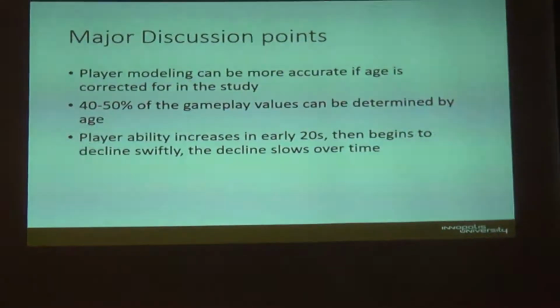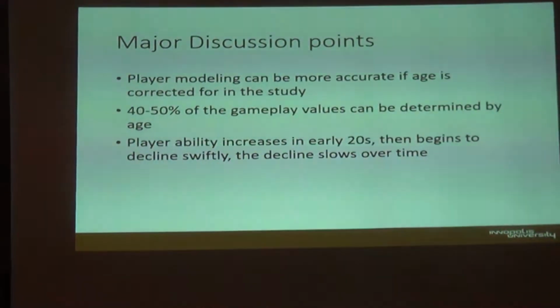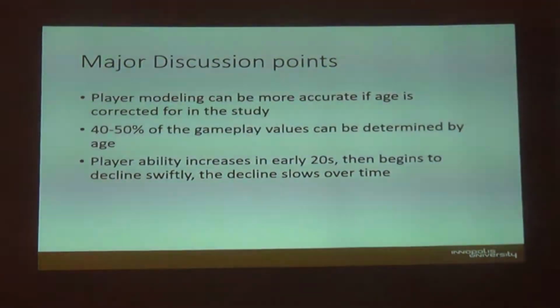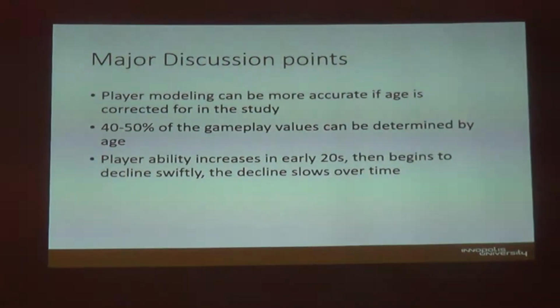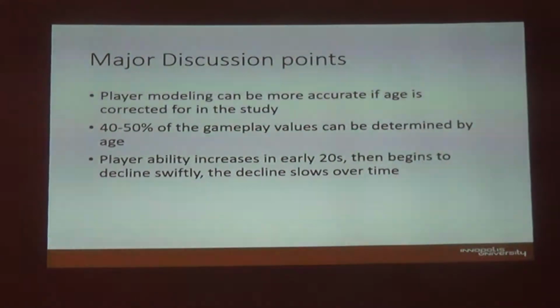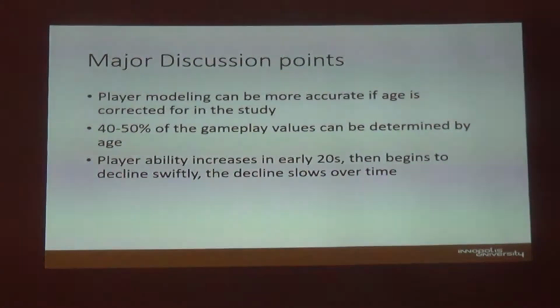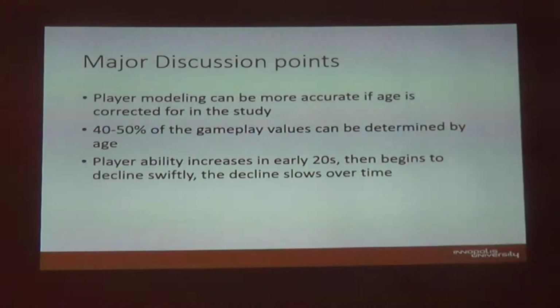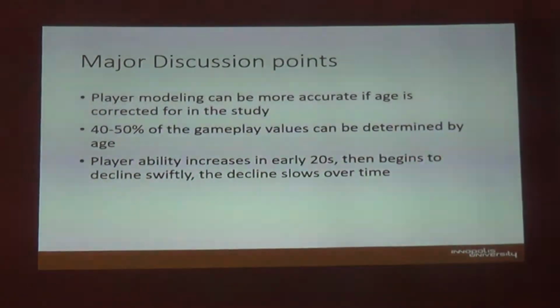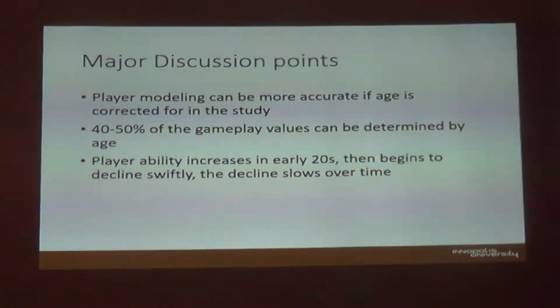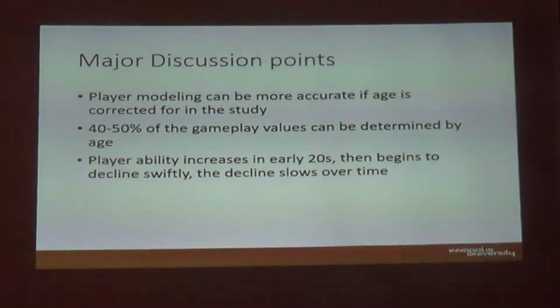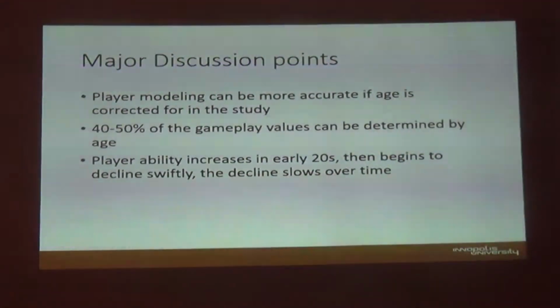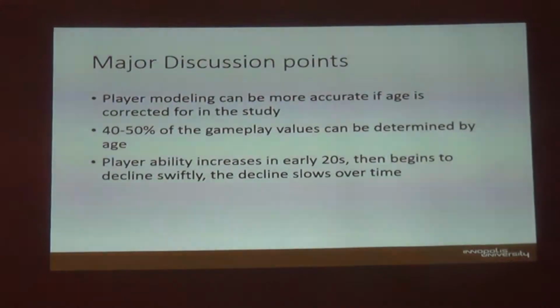So player modeling can be a lot more accurate if age is corrected for in the study. If you're looking at how older players act, what they do, you can start to look at that in terms of player modeling. And they found that 40 to 50% of the gameplay values, of how many times you captured the flag, how many times you got killed, what class you selected, 40 to 50% of that could be explained by the gameplay value of age.